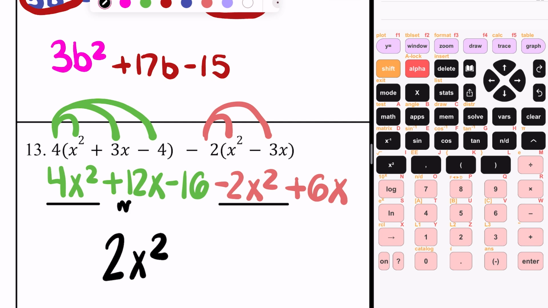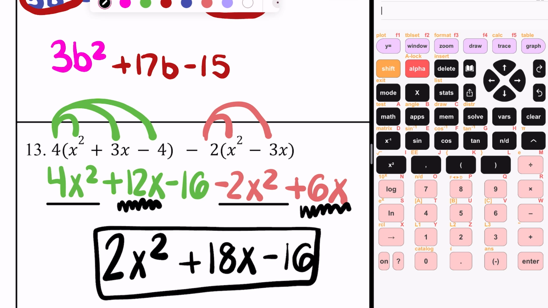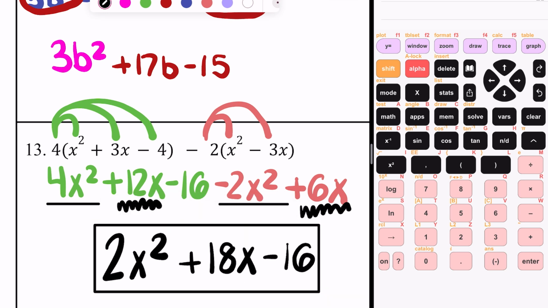Now let's look at what is a like term with 12x, this 6x. 12x plus 6x is 18x. And then leave the constant negative 16 alone. That is in standard form because the highest exponent comes first, and then the next exponent, and then the constant.